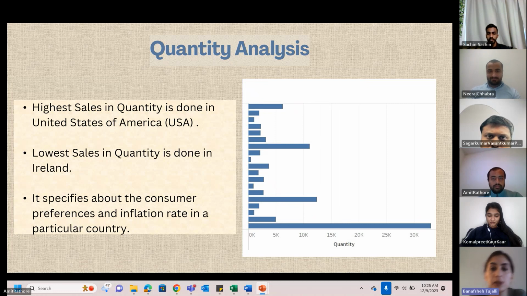And in this slide, I want to talk about quantity analysis. In this graph, the highest sales in quantity is in the United States of America again, and the lowest sales in quantity is in Ireland. It specifies the consumer performance and inflation rate in a particular country.